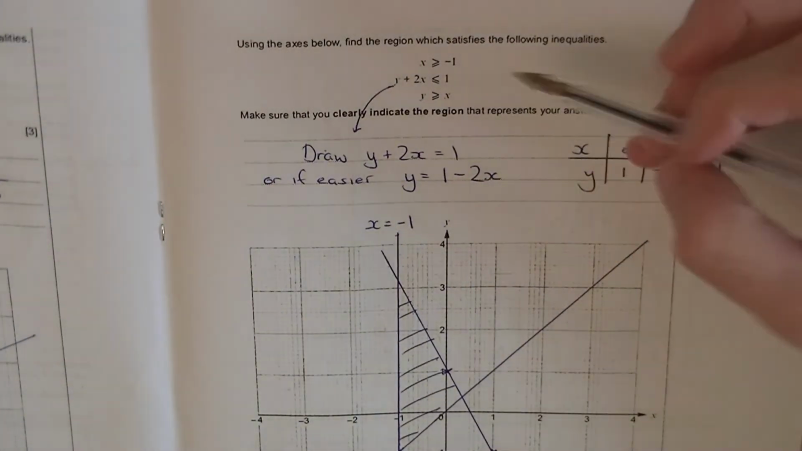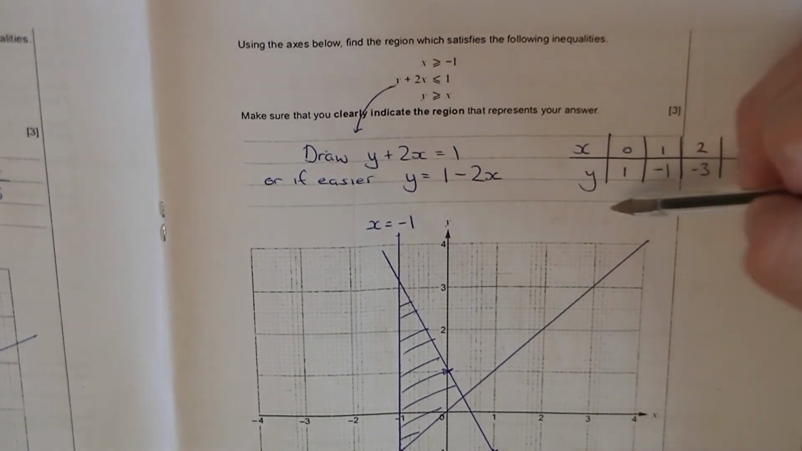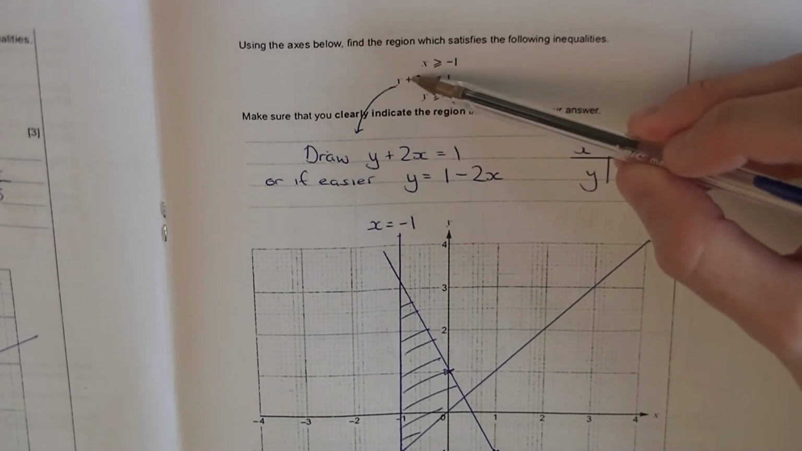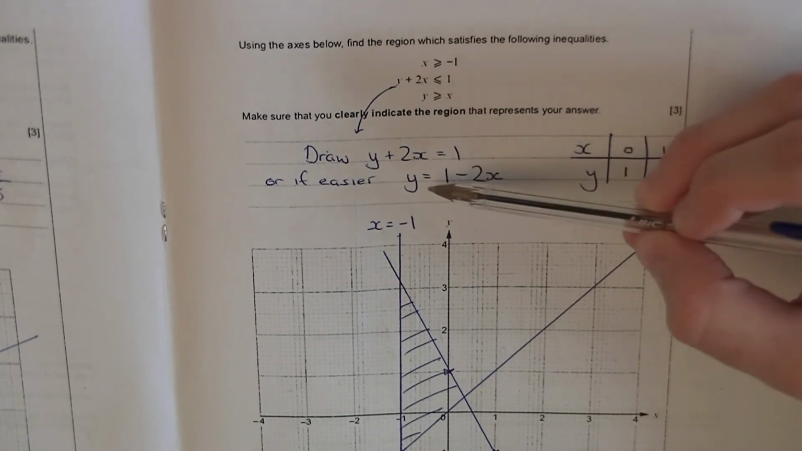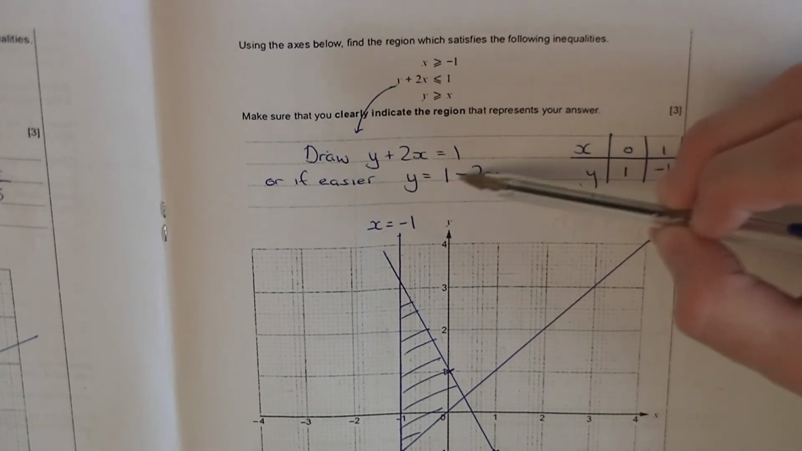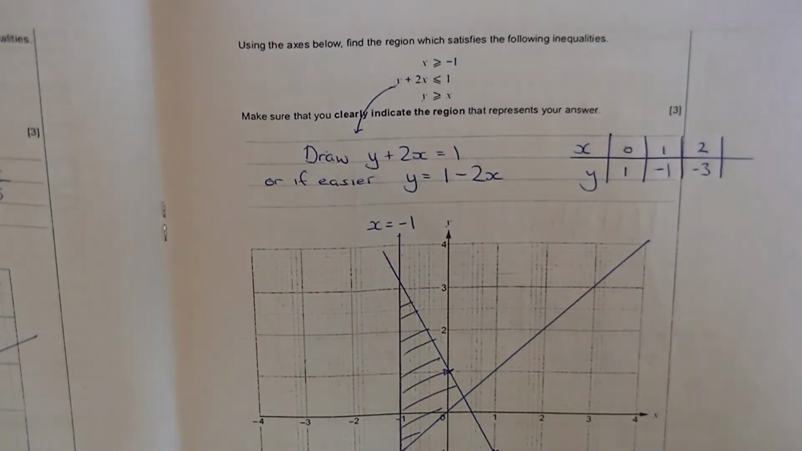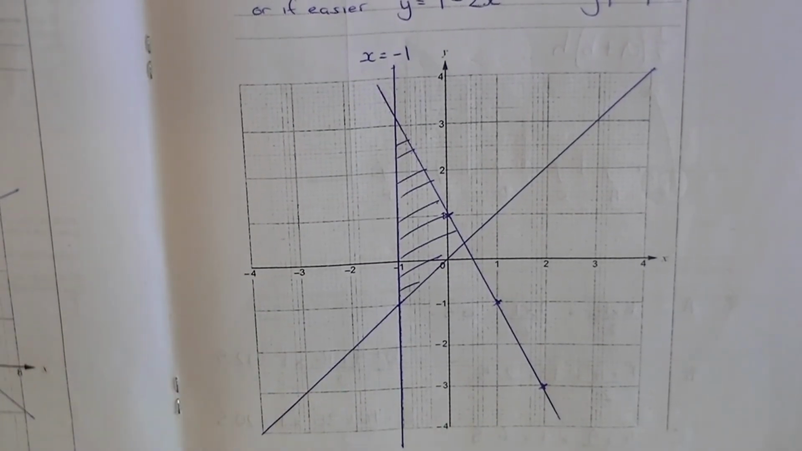The only interesting one here was y plus 2x equals 1. The other lines I knew how to draw without a little table, but for this one, I thought it might be easier to draw it differently. Instead of y plus 2x equals 1, I moved the plus 2x over, and it'd be easier to think of it as y equals 1 minus 2x. I certainly found that easier when putting 0, 1 and 2 x values in and working out corresponding y values, but that's what you should be aiming for. Again, hit pause if you want to see that.